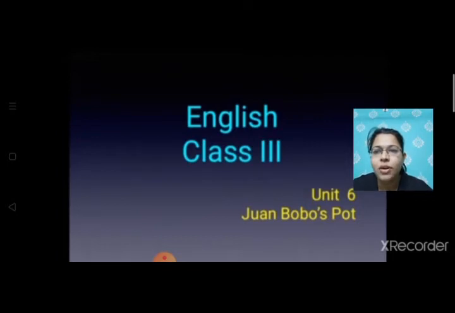Welcome back to our English class with Unit 6, One Bobo's Pod. So today, students, we would be continuing with our worksheet, and then once it's completed we would move on towards the next chapter. So let's see the exercises of the worksheet.